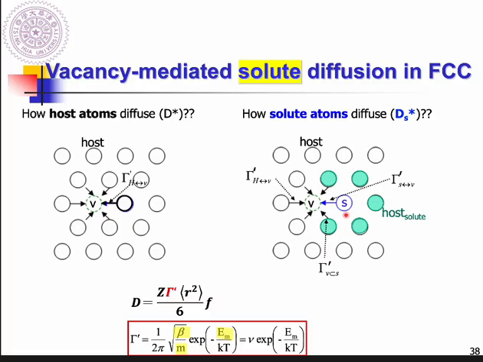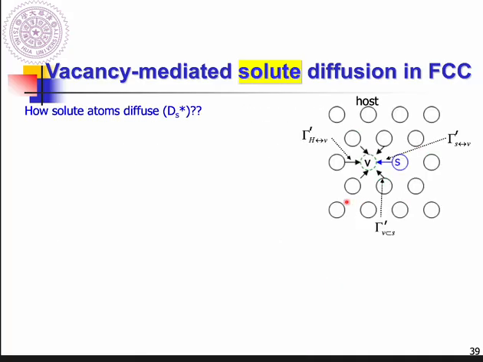So we have three different gamma prime in the vacancy mediated solute diffusion process. That makes things complicated, right? If you want to know the diffusivity of this solute, you need to compare what the differences are for the three different gamma prime.